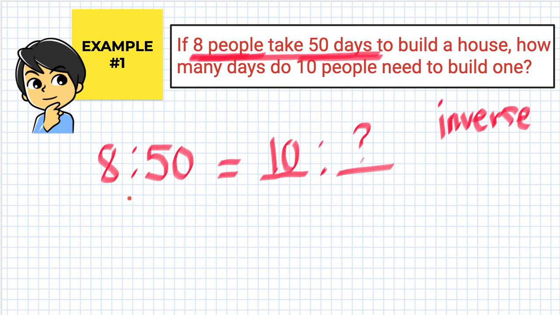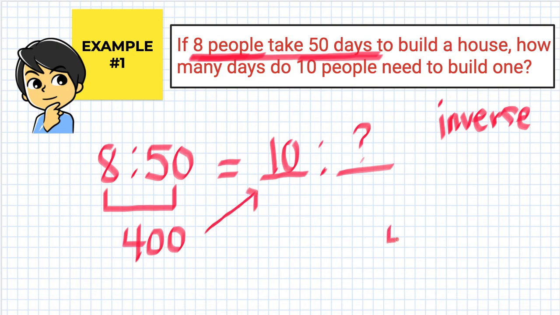Now, since we need to find out the number of days to build a house with 10 people, the thing we need to do here is to multiply the terms in this ratio. So that will be 8 times 50, and that will be 400. This is a different way to solve, unlike with the direct proportion. Then after that, all you need to do is to divide 400 by the remaining number here, which is 10. So 400 divided by 10 gives you 40.